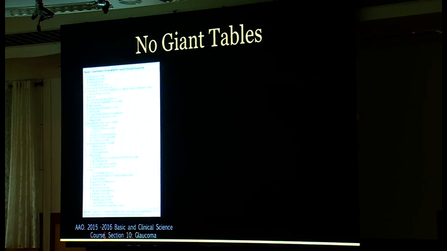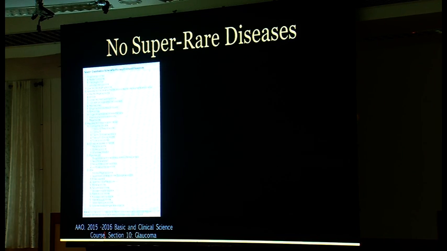The other thing that I've tried to do is get rid of giant tables, things where people have to memorize stuff. When I was a resident, I felt I had to know every word that was in the basic science book that our academy publishes, and I would have memorized this table, and it would have caused me physical damage to do that. And also no super rare diseases.